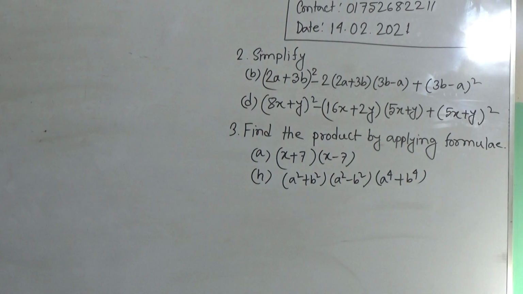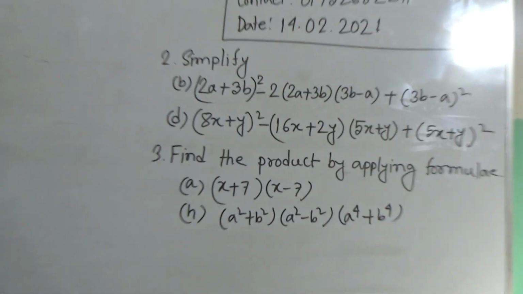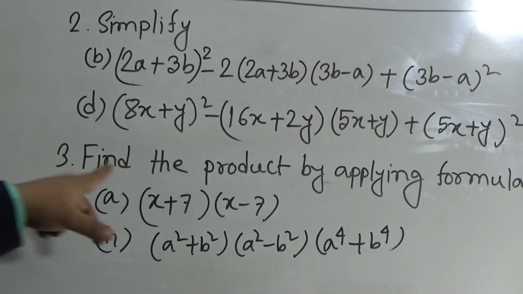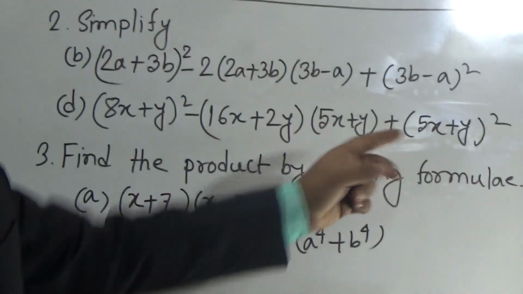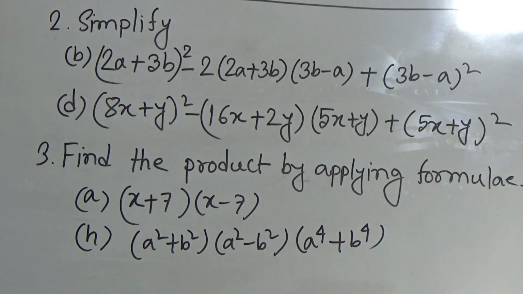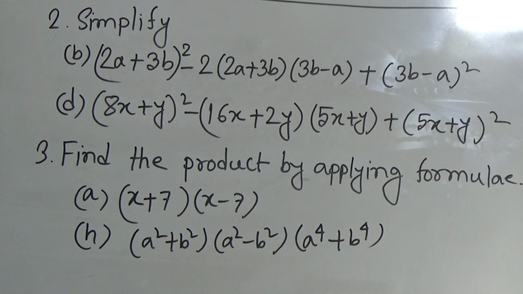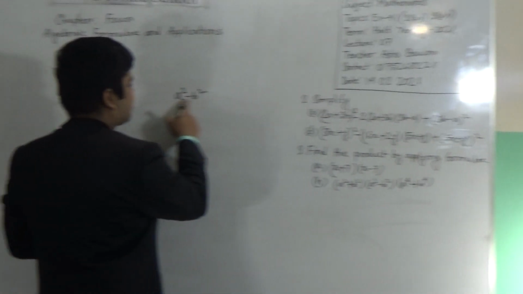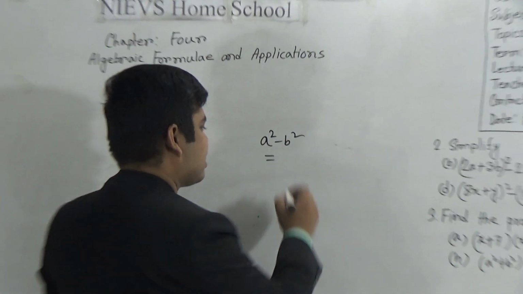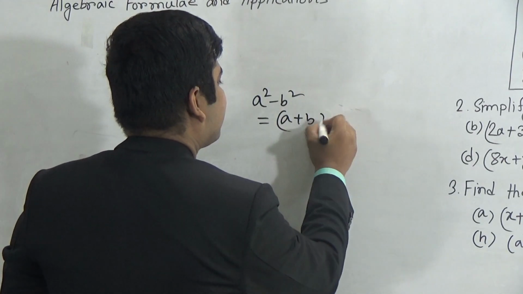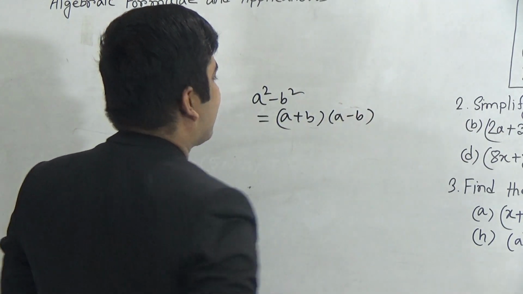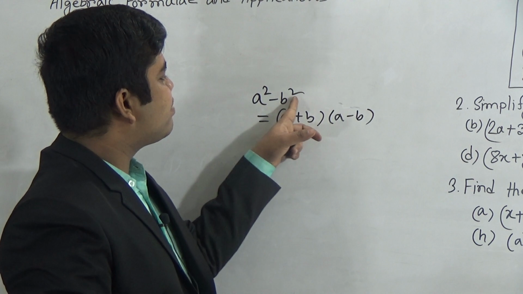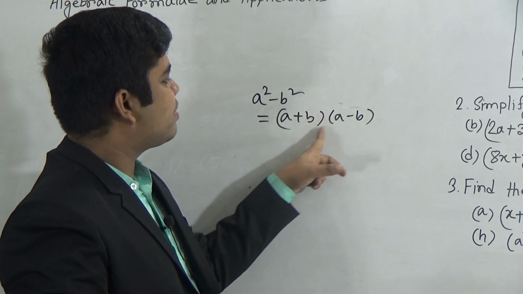Next we shall solve question number 3. It is so easy math. Notice, find the product by applying formula. My dear student, in our first lecture we have already learned this formula. A square minus b square equal to what? It is a plus b into a minus b. I repeat, a square minus b square equal to a plus b into a minus b.